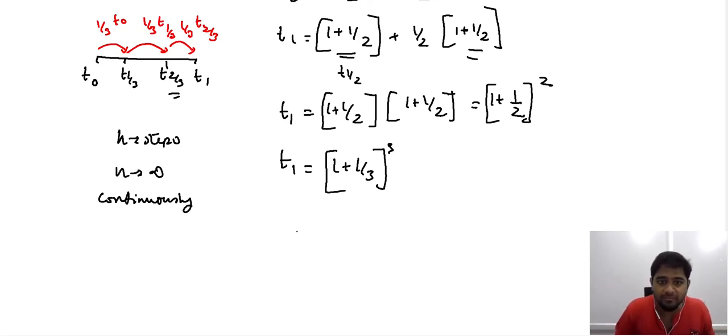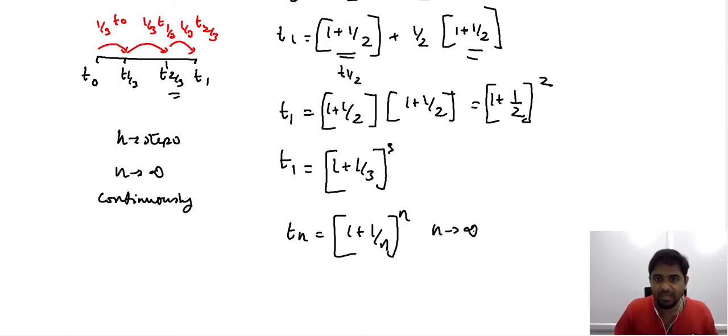So when we have such a consideration where we have introduced n different steps between T0 and T1, the initial and final time steps, and this n tends to infinity, then in that case the expression will be of this form here, where n tends to infinity, and this is what we refer to as the Euler's number.